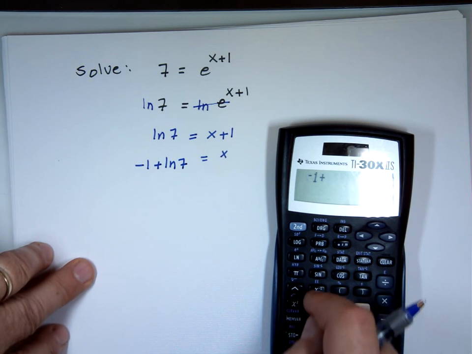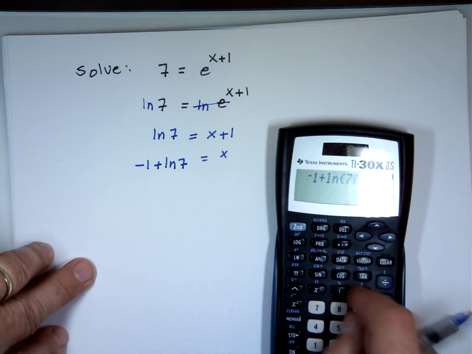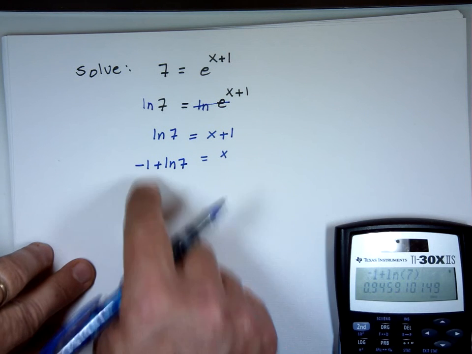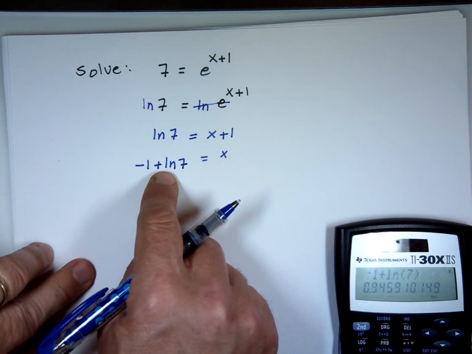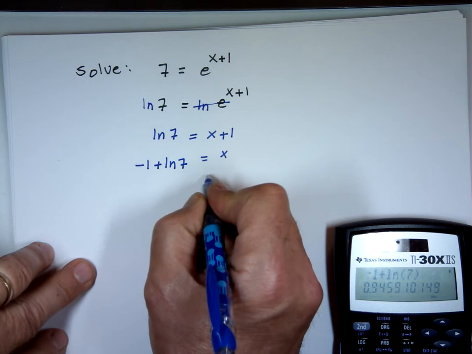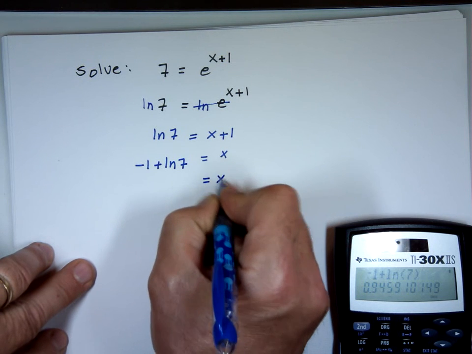If they ask you for the exact answer, you leave it like this. If they say round the answer to 2 decimal places or 3 decimal places, that means go ahead and use your calculator.